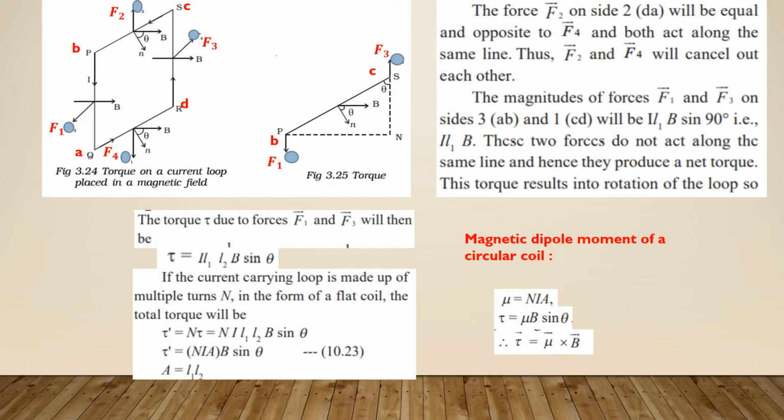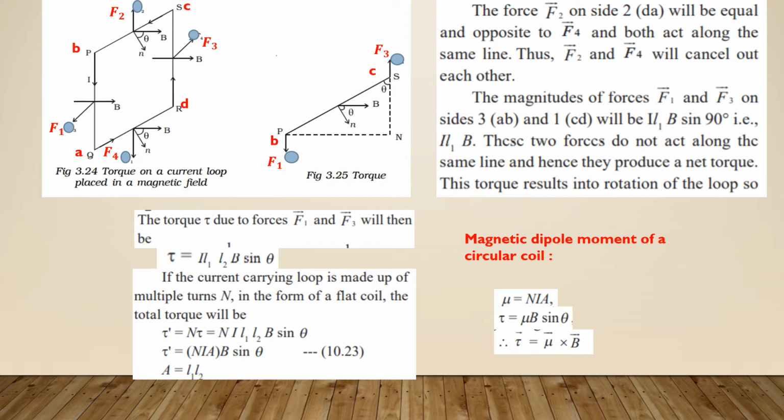If the normal to the plane of the coil makes an angle theta with B bar, then the perpendicular distance between these forces F1 and F3 will be given by BC sin theta, that is L2 sin theta, as shown in the second diagram. Hence, the torque due to the forces F1 and F3 can be written as I L1 L2 B sin theta. But L1 L2 is nothing but the area of the loop. Hence, torque is equal to IAB sin theta.